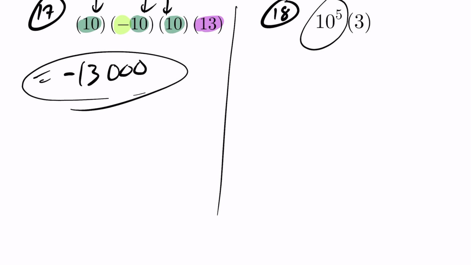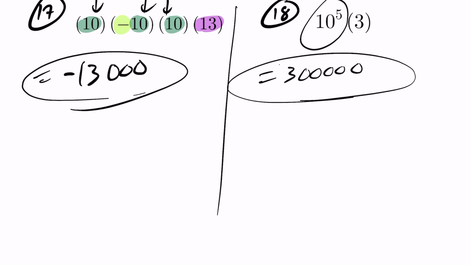For this one here, this is 10 to the power of 5. Well, that's just going to be 10 multiplied 5 times. So this is going to be 3 with 1, 2, 3, 4, 5 zeros. And the answer for 18 would be 300,000.